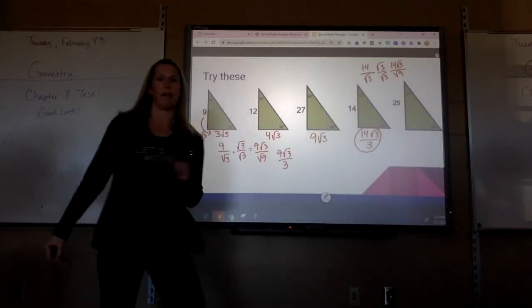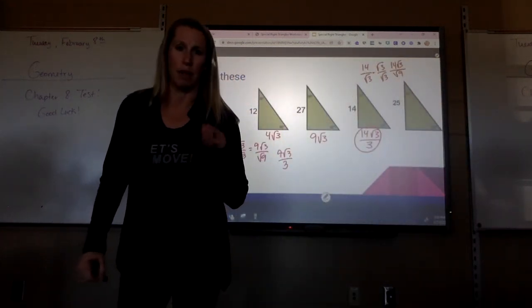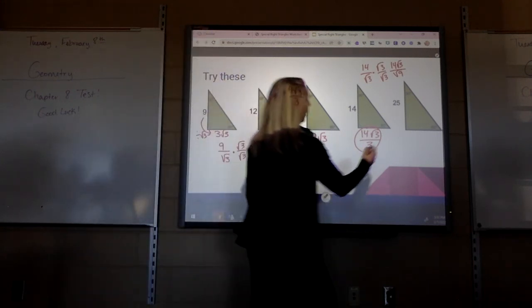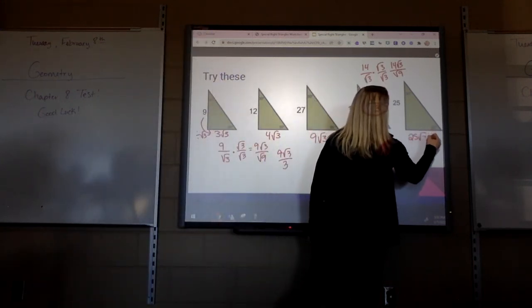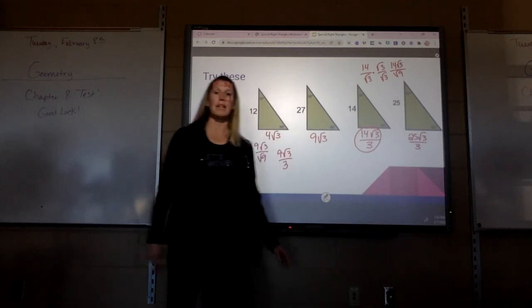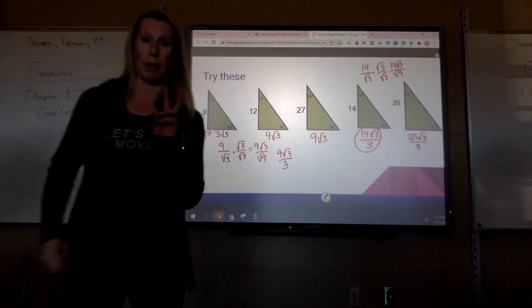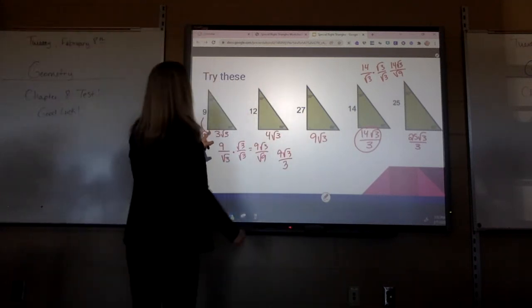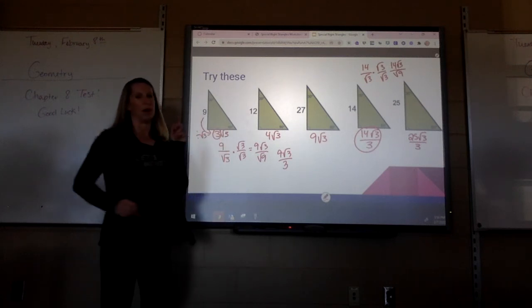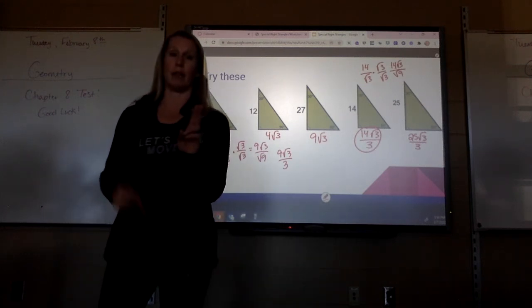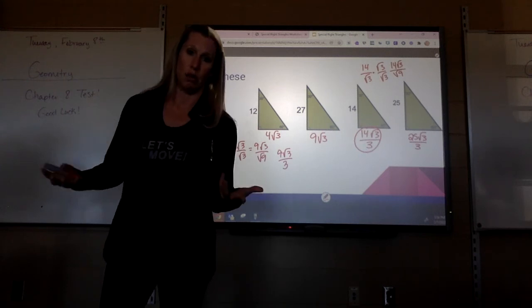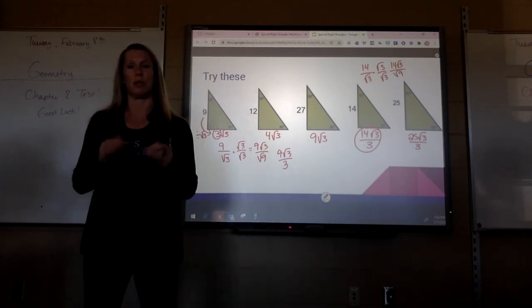So what about 25? What do you think 25 divided by radical 3 would be? Well, it would be 25 radical 3 over 3. Now to get the hypotenuse, you just multiply by 2. So I just take your whole number and multiply it by 2 because I can't multiply the radical by 2 because the 2 is not under radical. So just the whole numbers multiply together.